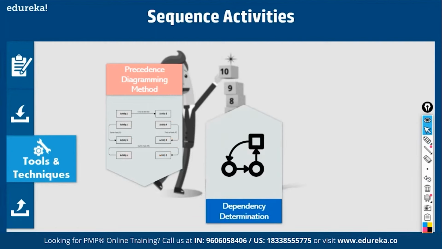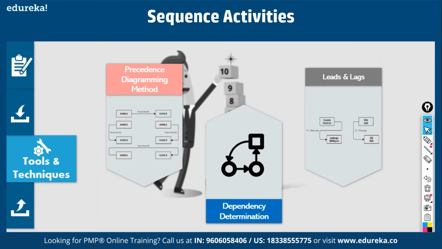Okay. Then dependency determination. That is what we saw now, right? Then leads and lags. See, this is a lead. What does it mean? Let's say this takes 10 days and this takes 10 days. It should normally be 10 plus 10, 20 days. But you are introducing a lead in the successor activity, let's say by 5 days. That is, it'll reduce the duration by 5 days. It becomes 15. So lead has the effect of reducing the duration.